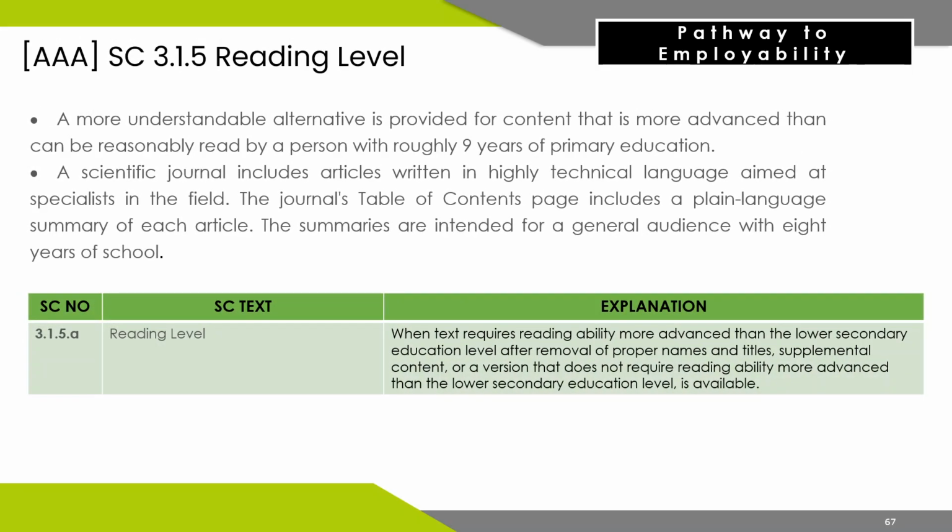The requirements for success criterion 3.1.5 Reading level are 3.1.5.a Reading level. When text requires reading ability more advanced than the lower secondary education level after removal of proper names and titles, supplemental content, or a version that does not require reading ability more advanced than the lower secondary education level, is available.